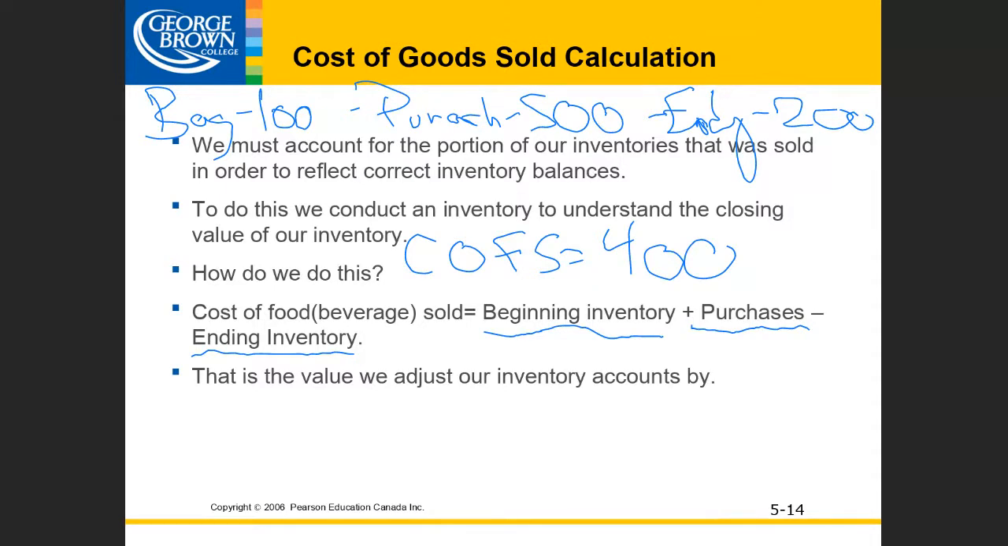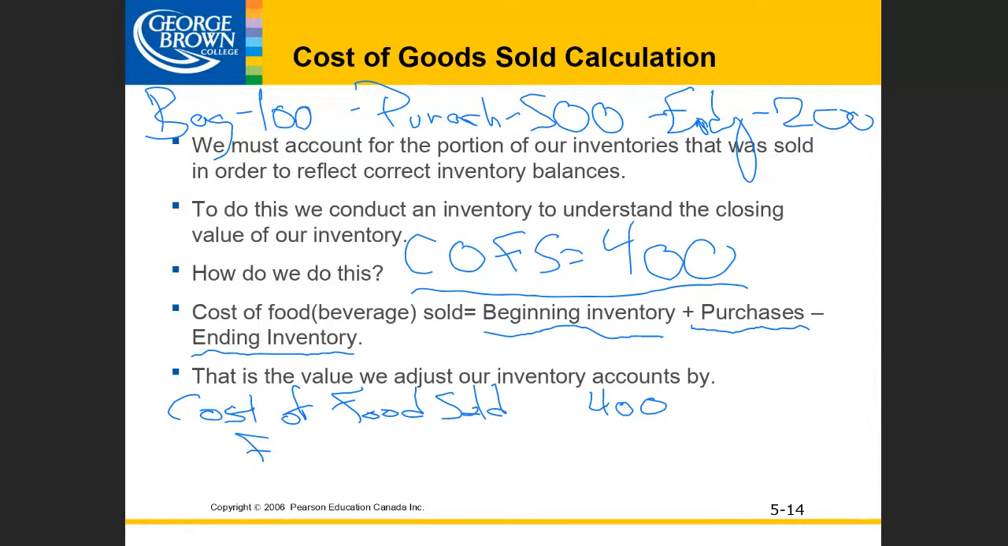Okay, and the adjusting entry here with the cost of food sold, you would debit your cost of food sold by $400, and you would credit your food inventory by the same $400. Okay. So same adjusting entry, just slightly different accounts.